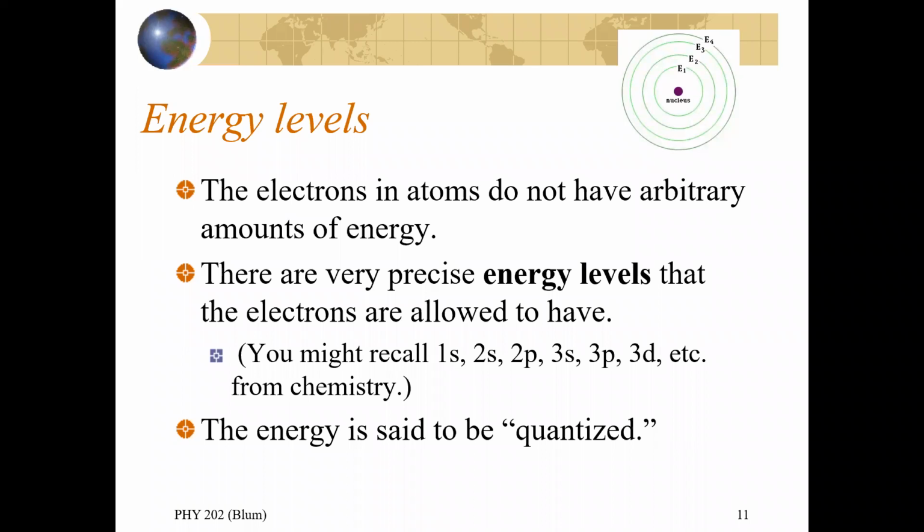And so energy is what we call quantized. You can't just have any old energy. An electron, or at least an electron that is bound to an atom, can't have just any energy. It must have these precise energies: 1s has a particular energy, 2s has a particular energy. So it's allowed to have those energies. It's not allowed to have any other energies. And that's what we mean by quantized.